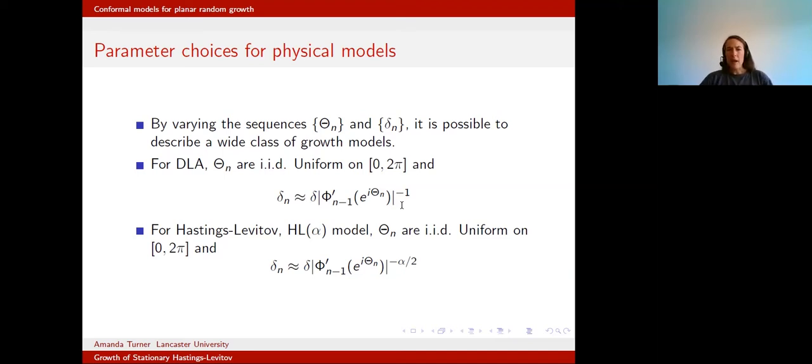Hastings and Levitov proposed this model in '98 as a candidate for an off-lattice version of DLA, but they didn't just propose the model for DLA. They decided to generalize the model a little bit. Instead of taking this power to be -1, they took the power of the derivative to be minus alpha over 2, for alpha between 0 and 2. And so taking alpha equals 2 exactly corresponds to their candidate for DLA.